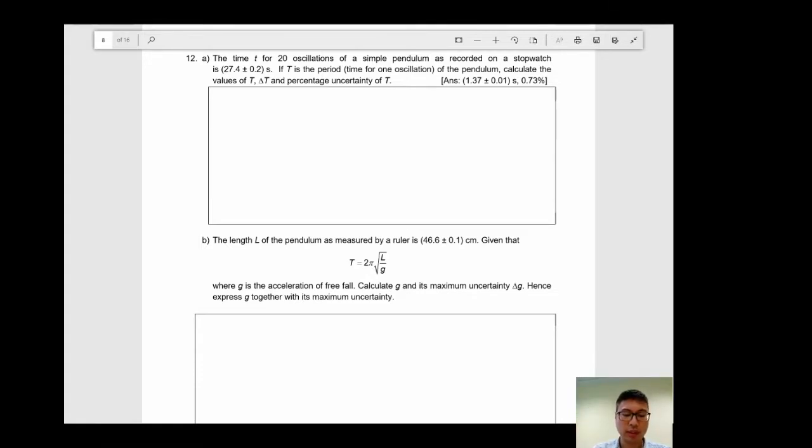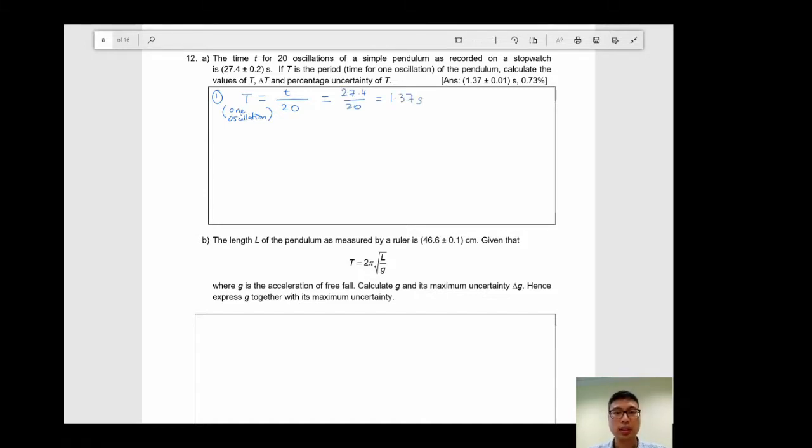Now, remember, the first thing for every uncertainty equation is always write the formula first. Now, this big T is the period for one oscillation. I'm just writing it for clarity. It's equal to the time for 20 oscillations divided by 20. So, the first thing we do is that we work out the raw values. Now, how do we deal with the uncertainty?